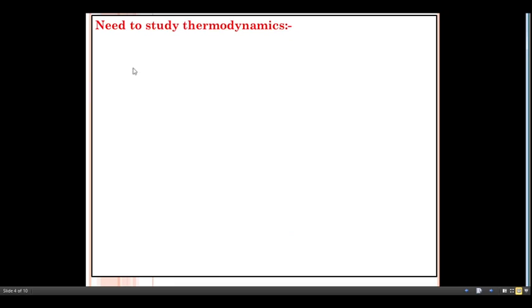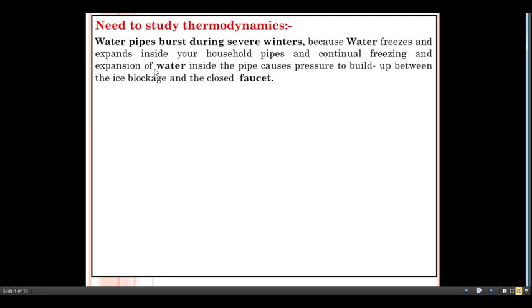So three questions arise in our mind. What is the need of thermodynamics? What are the applications of thermodynamics? And where can we use thermodynamics? Now see, what is the need of thermodynamics? We'll discuss this with the help of day-to-day life examples.